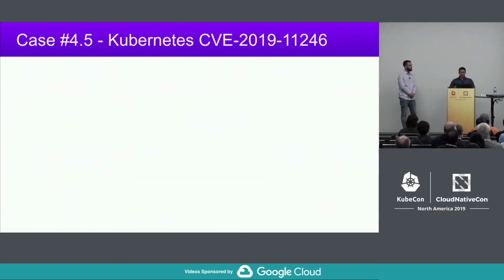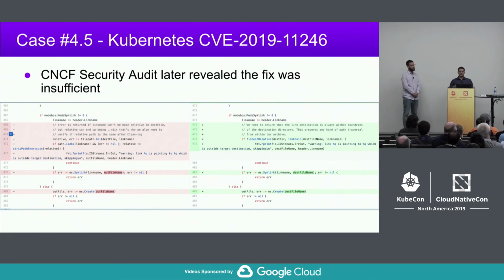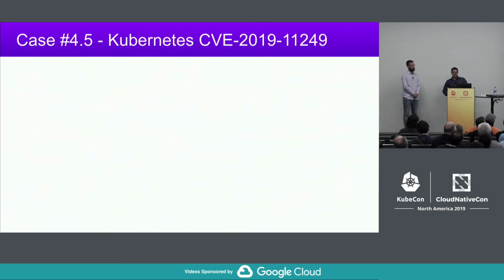And moving on some months later, the CNCF security audit you may have heard of, which was invited to find bugs in the Kubernetes implementation, actually realized the fix to this previous vulnerability was insufficient, and they found some games with which they could actually re-achieve the symlink escape. And you can see the number jumped from 6 to 9.